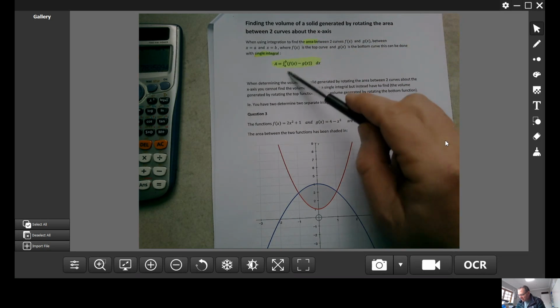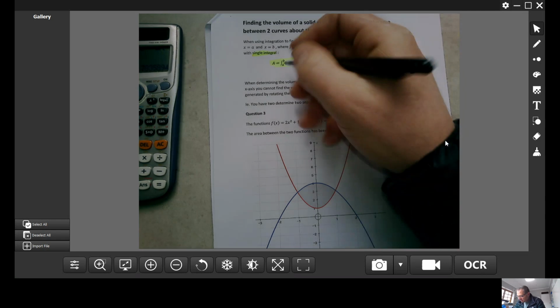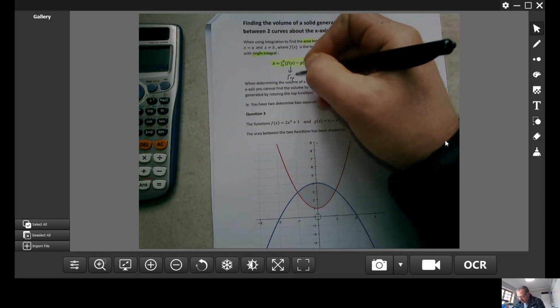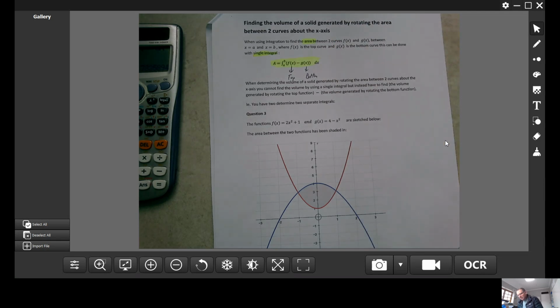The area is equal to the integral between a and b. What are a and b? Your points of intersection of the curves. Of f of x, the top function, whatever the top function is, minus the bottom function. So it's quickest to do it in one step, because with area, it's pretty easy to visualize.